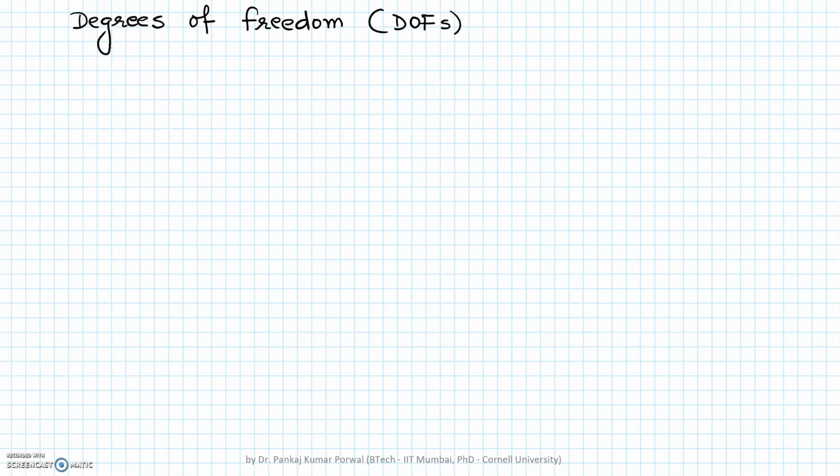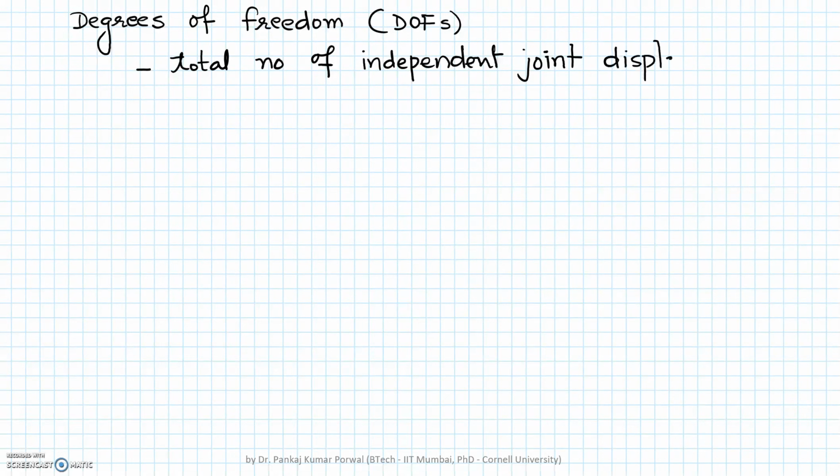Today we are going to study degrees of freedom. Degrees of freedom for a structure is the total number of independent joint displacements and rotations. First we'll look at degrees of freedom for space structures.